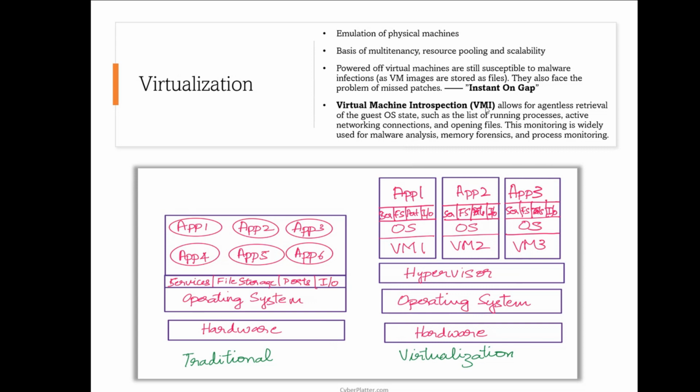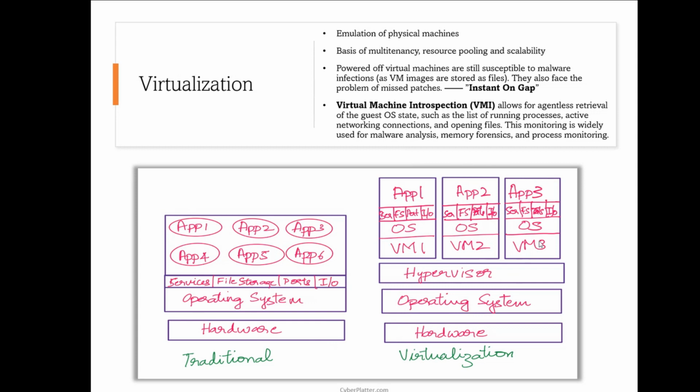There is one more concept that you would want to know, that is virtual machine introspection. Virtual machine introspection is the one which allows you to get the details about the guest OS, right? Like, for example, what are the processes running on it, what are the active network connections, what are the files that are open. This is widely used. VMI is very much in use for malware analysis, for forensics related to memory and process monitoring.